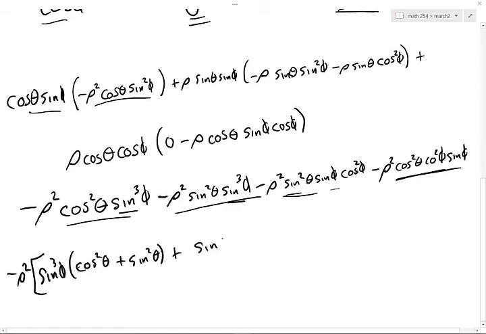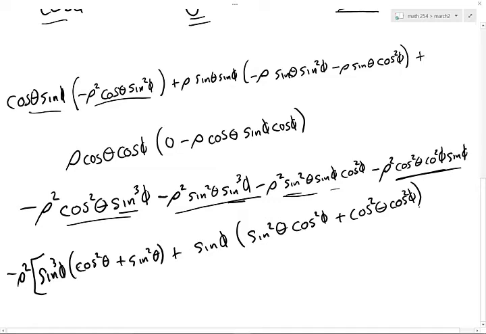Plus, now over here on these fellas, they each have a sine phi in common. And that leaves me with a sine squared theta cosine squared phi plus, oh, cosine squared theta cosine squared phi, you dummy. Nice. There it is.